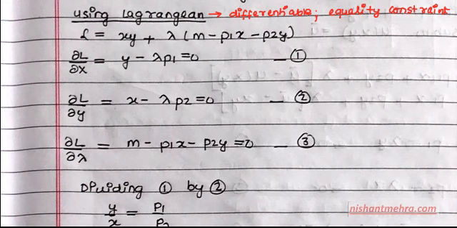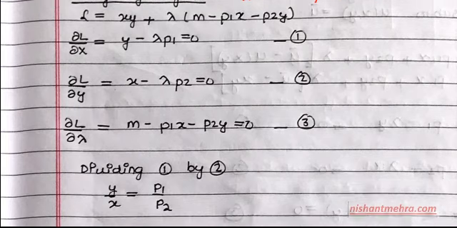So what do you do? You find one partial derivative for each variable. There are two variables here, x and y, and one for the constraint. So del L by del x, del L by del y, del L by del lambda. Of course, I'm assuming that you have an idea how to find the partial derivatives. So del L by del x is y minus lambda p1 equals 0. Del L by del y is x minus lambda p2 equals 0. And del L by del lambda is m minus p1x minus p2y equals 0.